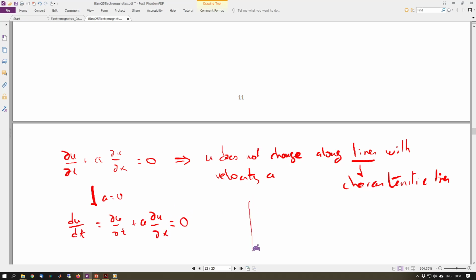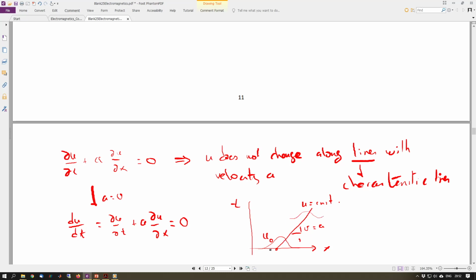So it means that along time, if we have a quantity that moves according to this velocity a, the hypothetical velocity that we will have, then our u is constant along these lines. And this gives us some knowledge about how our waves are going to behave. So if we have a given initial quantity u0, we know that along this line it is not going to change.